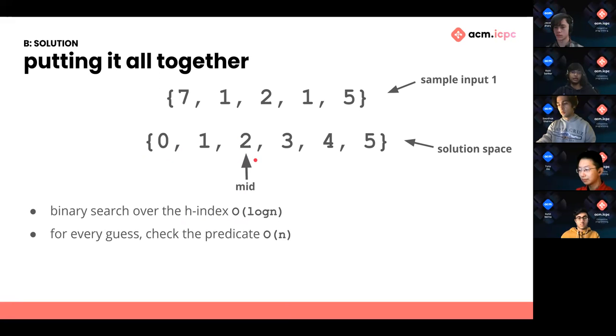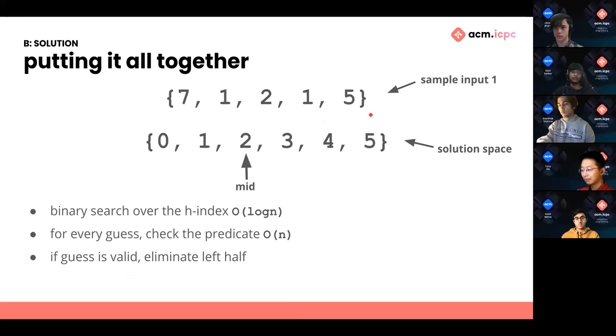And from there, for each guess, starting with a guess of 2 as your mid, you want to check the predicate. And the predicate requires going through the entire array. So that's an order of n linear scan. And so first, for example, here we check, is an h index of 2 valid? And as before, we have 7, 2, and 5. So it is a valid h index.